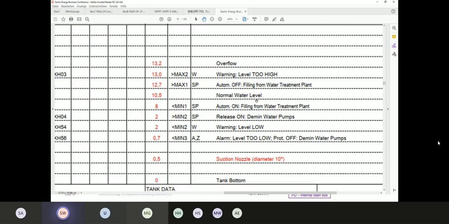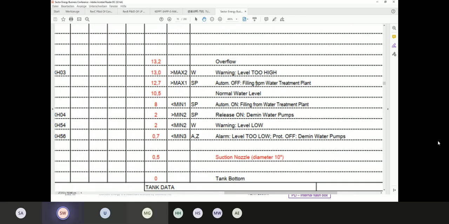We'll make it a little bit bigger. Automatic off filling from water treatment plant. So they're sending the protection out and saying here, water treatment plant, the tank is nearly full. So you can stop producing. Then you have the normal tank level. You have at 8 meters an automatic on filling for water treatment plant.